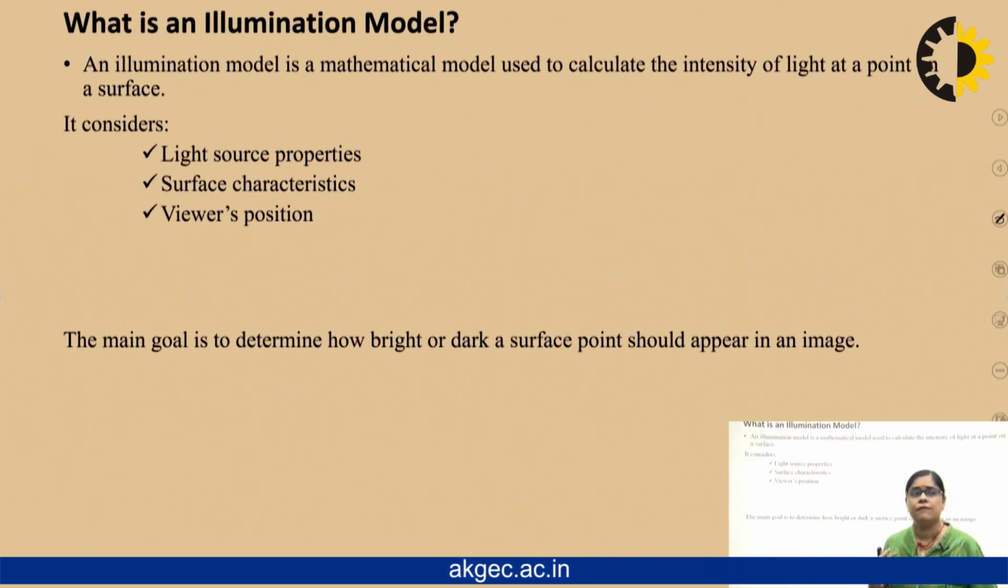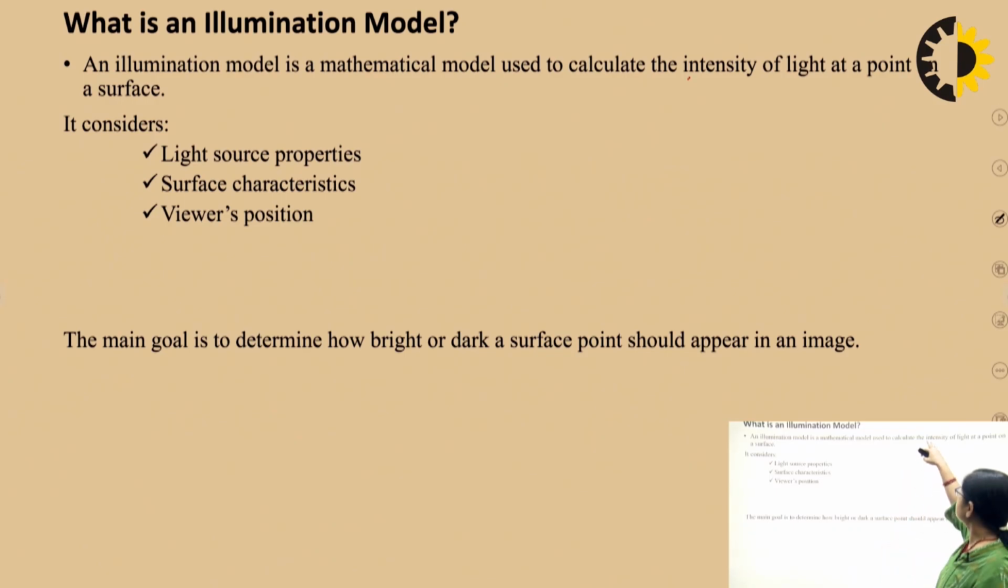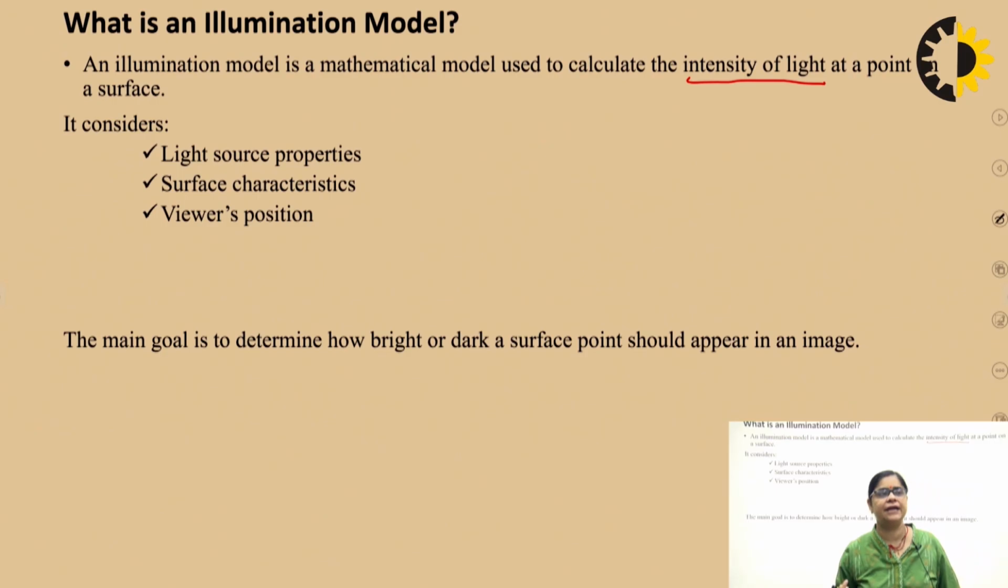When studying illumination, we should know what an illumination model is. The illumination model is a mathematical model where we calculate the intensity of the light at a point on a surface. When we study graphics, we discuss pixels, points, circles, lines, and how we calculate them with mathematical formulas. So everything comes in terms of maths.